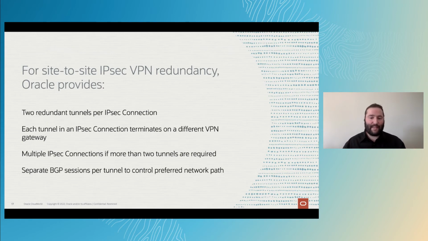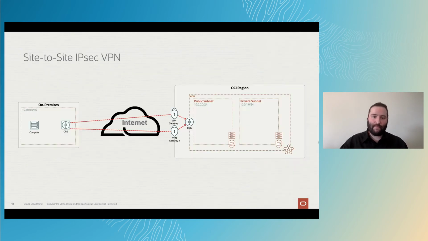Each tunnel within an IPsec connection is going to terminate on a different VPN gateway on the OCI side, so that if you have both tunnels up and one of the VPN gateways goes down for whatever reason, like maintenance, you can still fail over to the second tunnel and maintain connectivity into OCI. You can also build additional IPsec connections depending on how many tunnels you need. And each tunnel will have its own BGP session that you can use to influence your traffic path accordingly. So in this case here, we have a single IPsec connection. You'll see each tunnel is terminating a different VPN gateway.